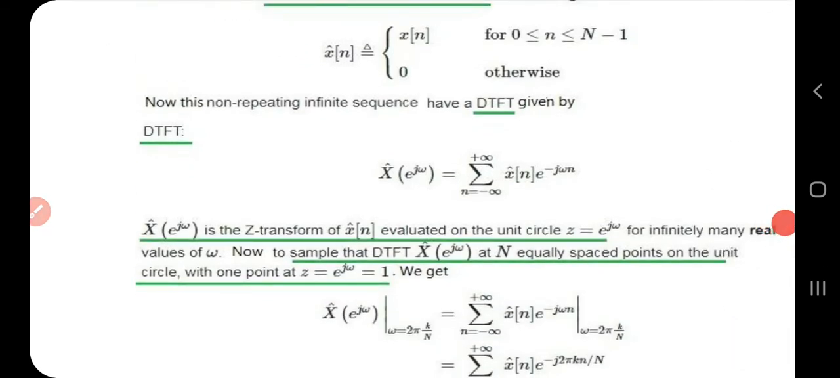Why this cap? Because it is actually the DTFT of the appended sequence x cap of n. So we write the DTFT also with a cap, that is x cap e raised to j omega, and it is given by summation of n from minus infinity to plus infinity x cap of n e raised to minus j omega n. And here x cap e raised to j omega is the z transform of x cap of n, evaluated on the unit circle z equal to e raised to j omega.